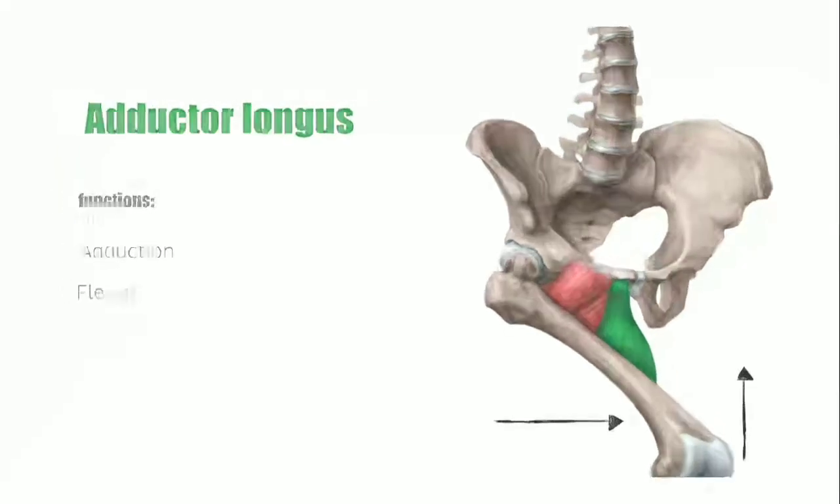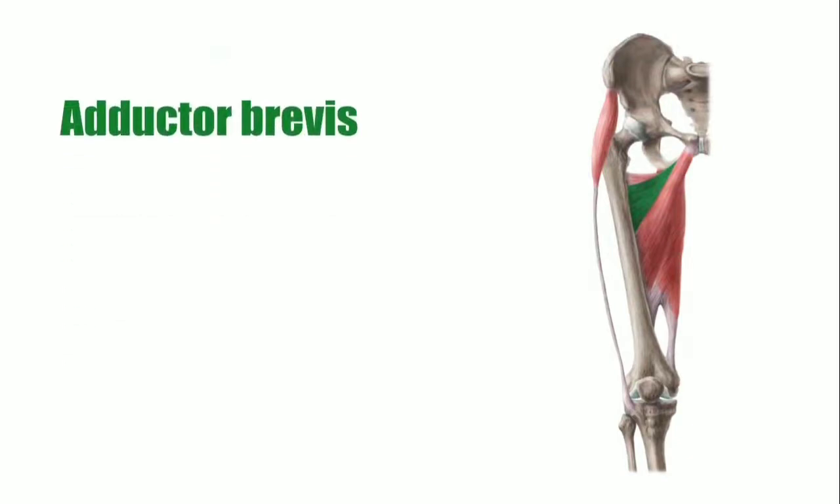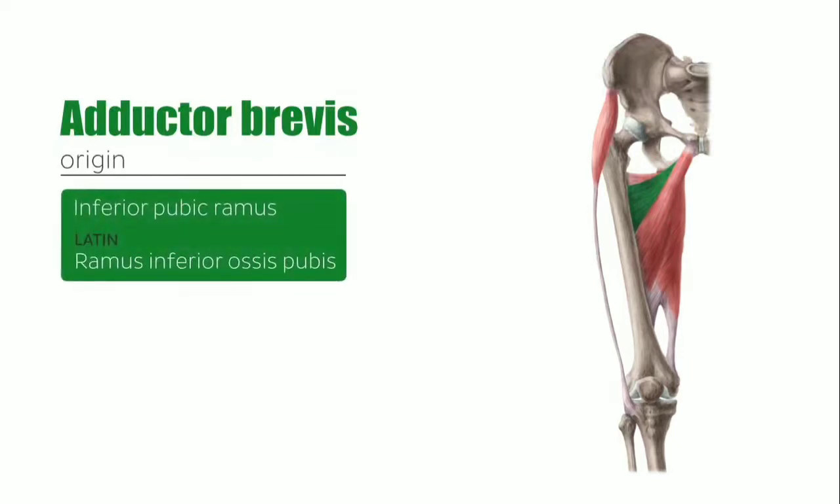Let's move on to the next muscle on our list. This one, seen here highlighted in green, is known as the adductor brevis. So if you had a longus, you need to have a short one, the brevis. In terms of origin points, you need to remember one, and that is the inferior pubic ramus, which you can also see here. This is going to serve as the origin point for the adductor brevis.